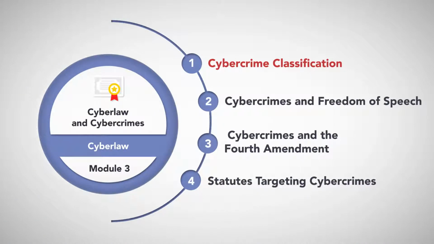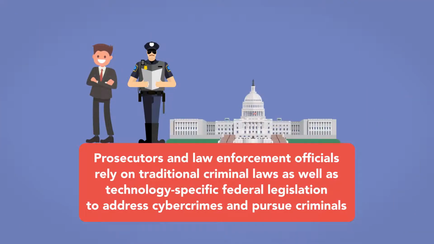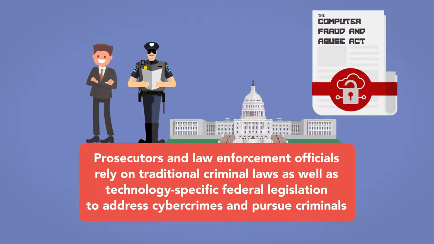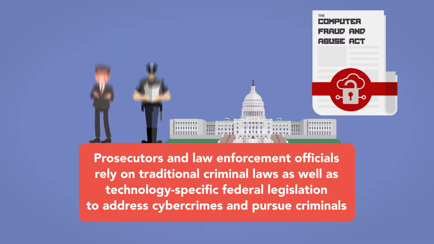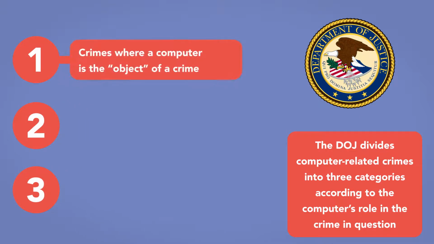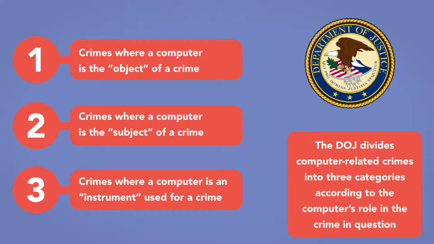Cybercrime Classification. Prosecutors and law enforcement officials rely on traditional criminal laws as well as technology-specific federal legislation, such as the Computer Fraud and Abuse Act, to address cybercrimes and pursue criminals. The Department of Justice divides computer-related crimes into 3 categories according to the computer's role in the crime in question. Crimes where the computer is the object of a crime, crimes where a computer is the subject of a crime, and crimes where a computer is an instrument used to commit traditional crimes.